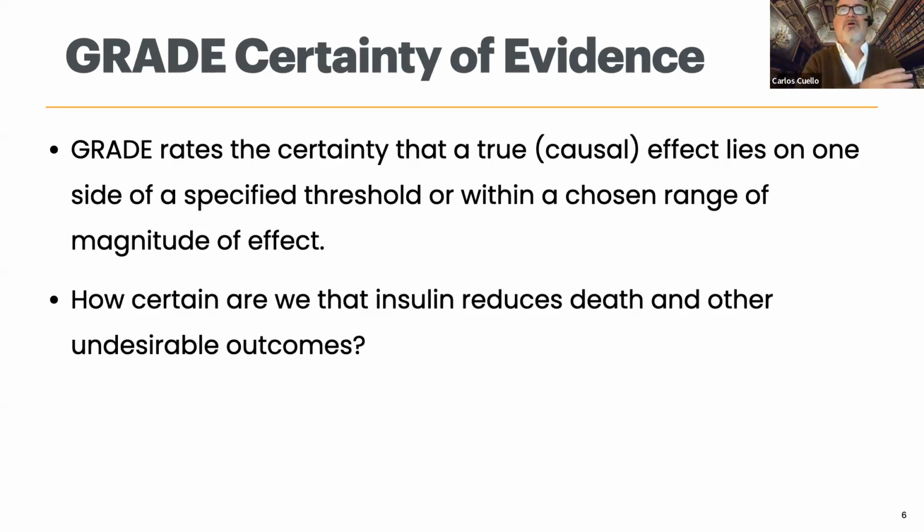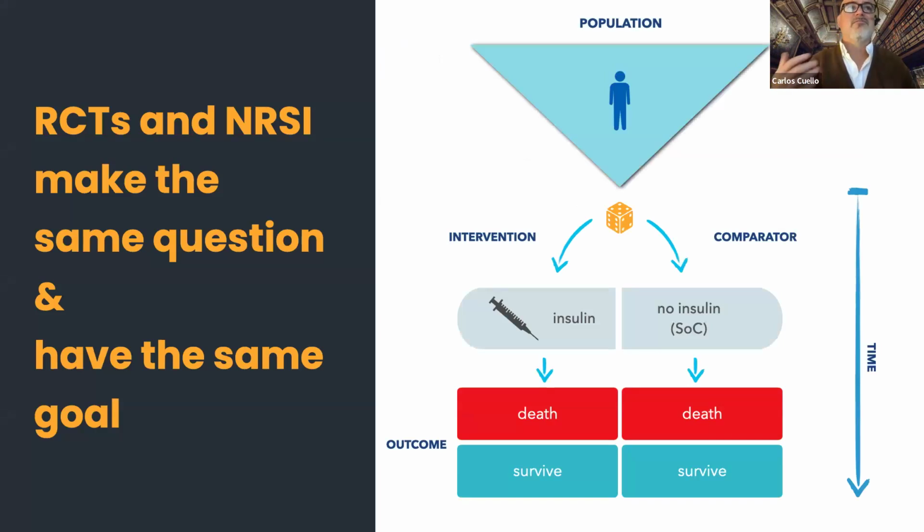So imagine you travel back in time to 1922 with all the knowledge that you have right now, and you are asked to assess the certainty of the evidence. What would you do to prove that this intervention called insulin reduces death and other undesirable outcomes? In your mind, you have the same question: does insulin cause less death versus no use of insulin? Obviously, that is only in your mind. You cannot run a randomized trial in that case.